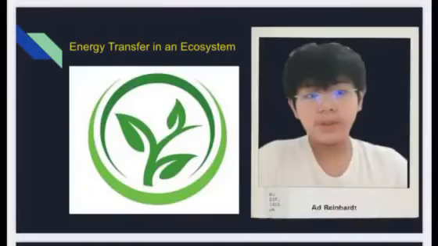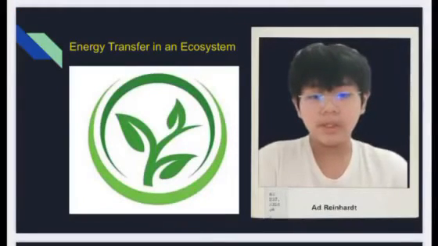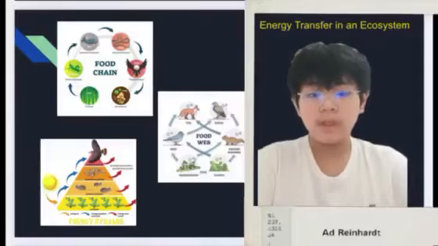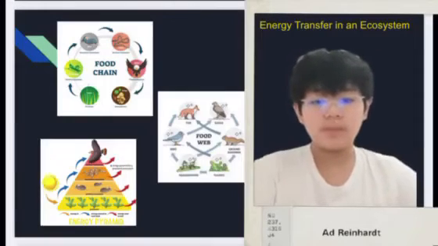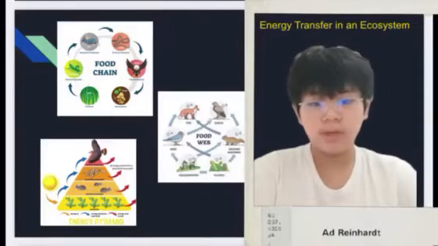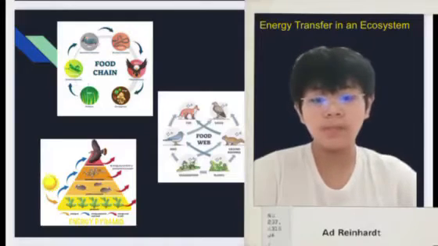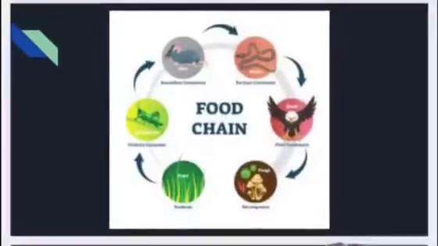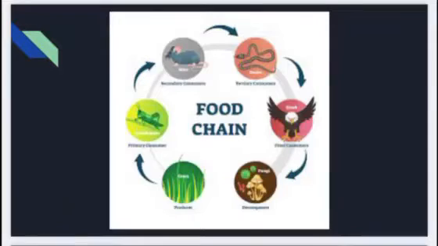Hello everyone, I'm here today to talk about the energy transfer in an ecosystem. This chapter is divided into three parts: the food chain, the food web, and the energy pyramid, and I'll be discussing them in this video. Let's start with the food chain.